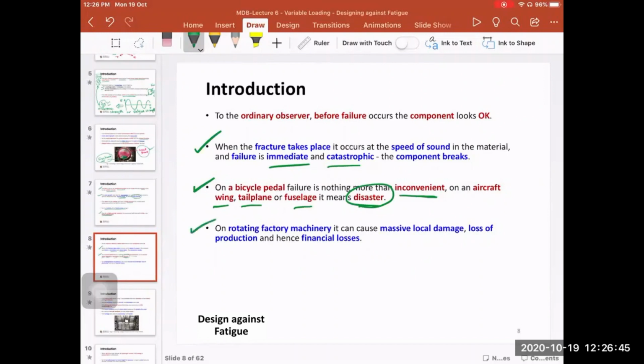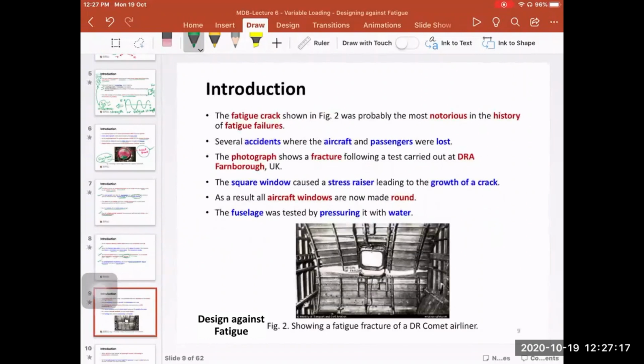If we study the fracture of a rotating element or a rotating part in a factory, if this rotating part fails, it means maybe massive damage to the machine itself or the neighboring machines. The production line is going to stop, and there are some financial losses. So it depends. I mean, the consequences of this failure or fatigue failure depend on the application itself.